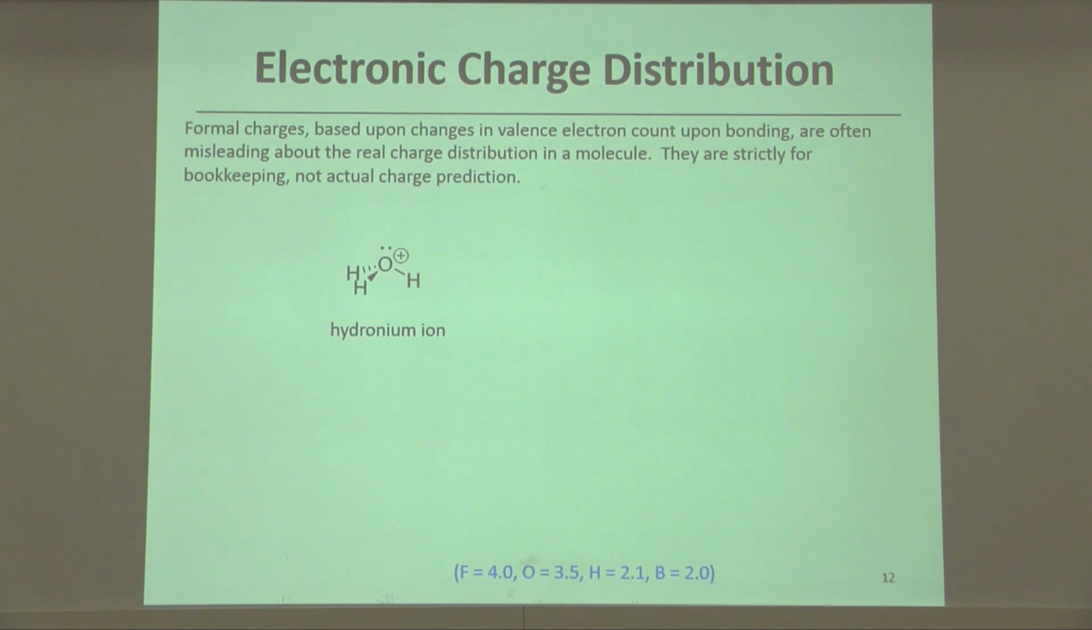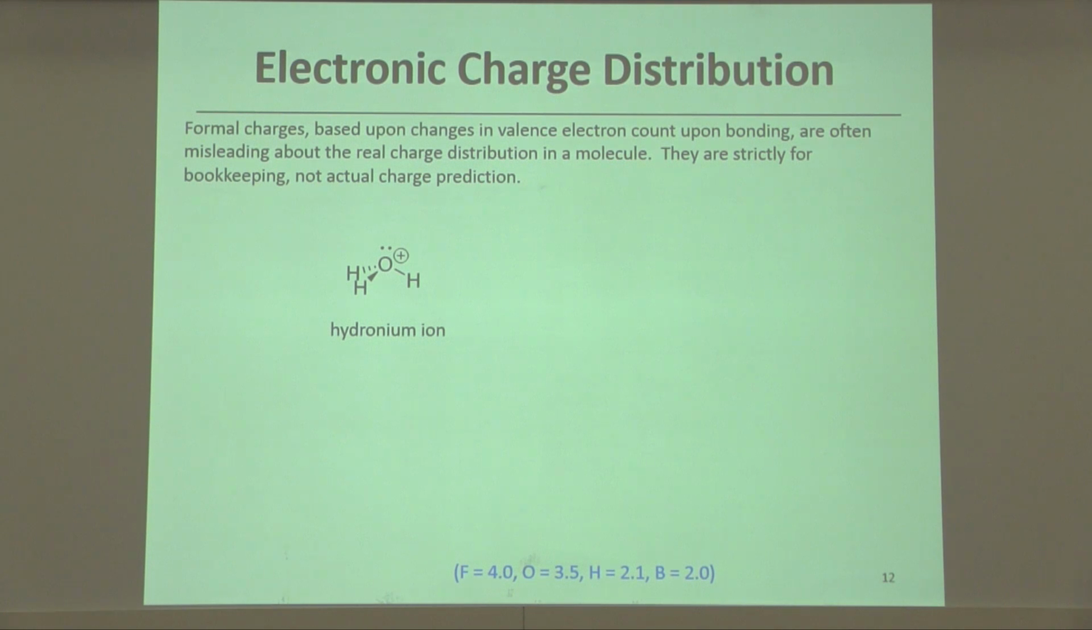Okay, so let's take a look at an ion. We looked at water a little bit ago, and we worked out that the highly electronegative oxygen atom bears some negative charge. The hydrogen atoms lost electron density to that oxygen. Well, how about when we draw a structure like hydronium, where we place a formal positive charge on the oxygen atom?